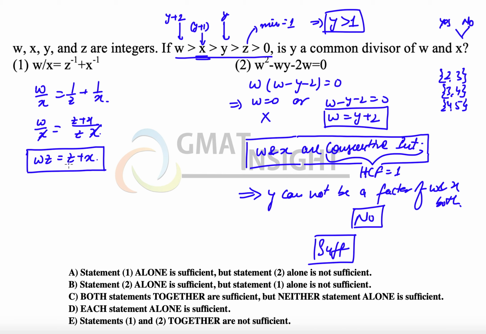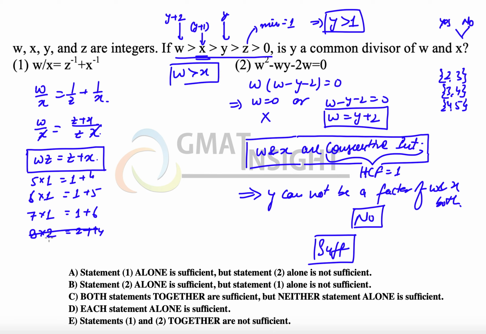So let's quickly see. wz is equal to z plus x. Now if I want to find out several possible values of z, x and w which satisfy them, then let's see what I get. 5 into 1 is equal to 1 plus 4, 6 into 1 is equal to 1 plus 5, 7 into 1 is equal to 1 plus 6, and if I change z from 1 to the next possible value 2, then for example 8 multiplied by 2, this is 16, is equal to 2 plus 14, but that's not possible because w must be greater than x, right? So this value is not acceptable, which means raising z from 1 is not working.